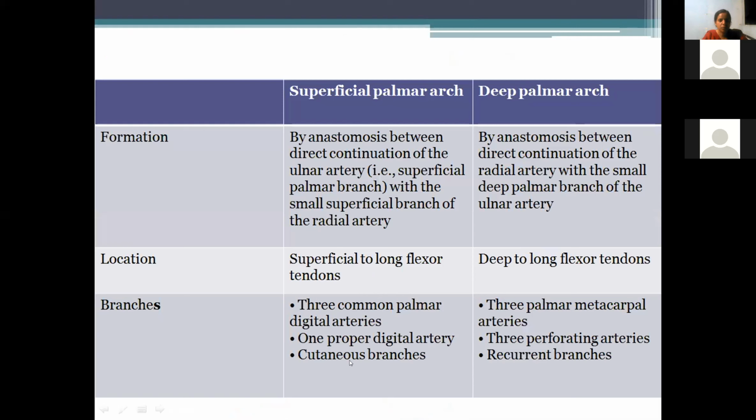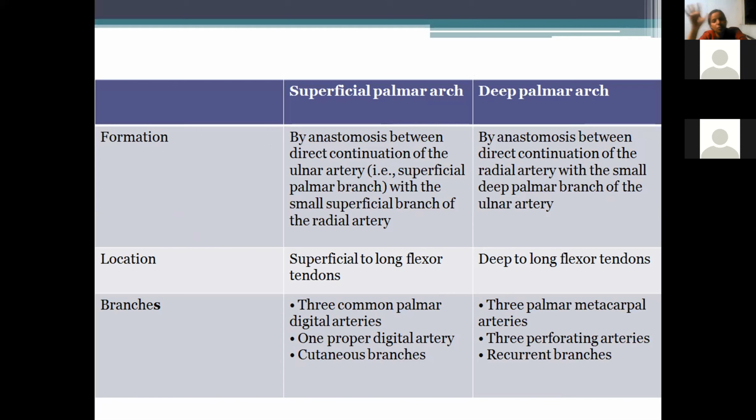Okay, so you can just take a picture of this, or if you are screen recording it's fine. Because this table, is it given in Vishram Singh? I don't remember, but this is a good table. It is written how it is formed, the location: it is superficial to the long flexor tendons, the deep palmar arch is deep to the long flexor tendons. Branches: 3 common palmar digital arteries, 3 proper metacarpal arteries, proper digital cutaneous branches. Very good table, very crisp information, everything is given here.